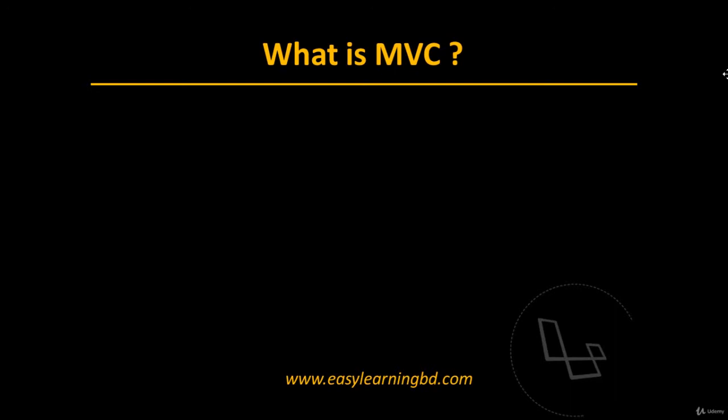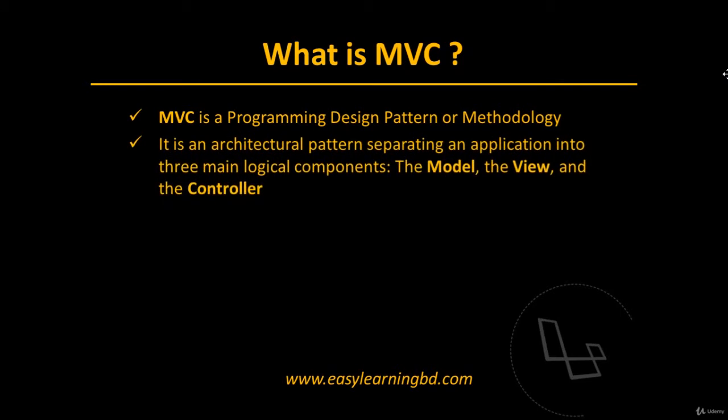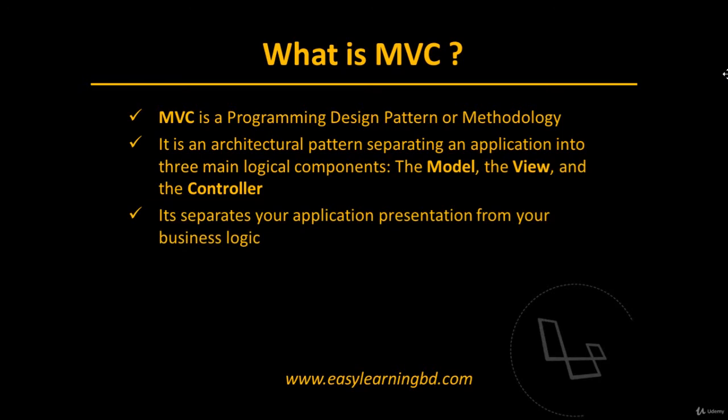First of all, what is MVC? MVC is a programming design pattern or methodology which separates your application presentation from your business logic. In MVC, you will get three components. One is M for the model, V is for the view, and C is for the controller. Every component is designed to perform a specific task.